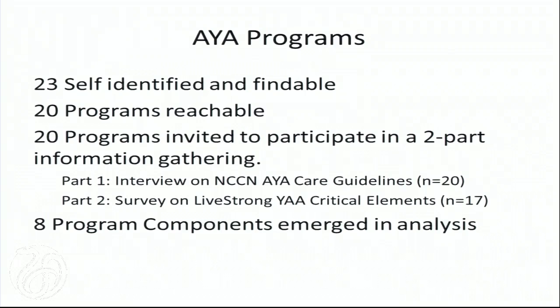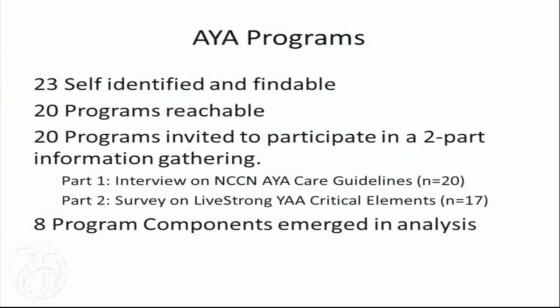So originally we had identified 23 programs that self-identified as AYA programs that we were able to find. 20 of these programs were actually reachable, meaning they actually returned my email or phone call. Not to say that there are only 20 AYA programs in the country, but these were the ones that we could find. We decided to take a survivor's approach or a patient approach. As a young adult, one would get on the computer and Google. And so that's what we did. We might have done a little bit more in-depth Google searching than a patient might have been willing to do, but that's how we identified the programs.